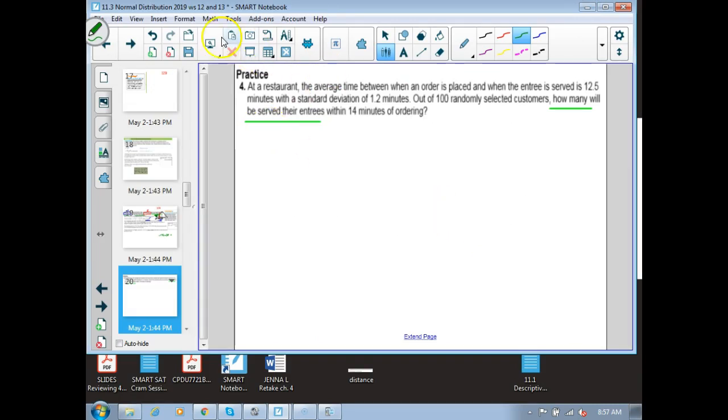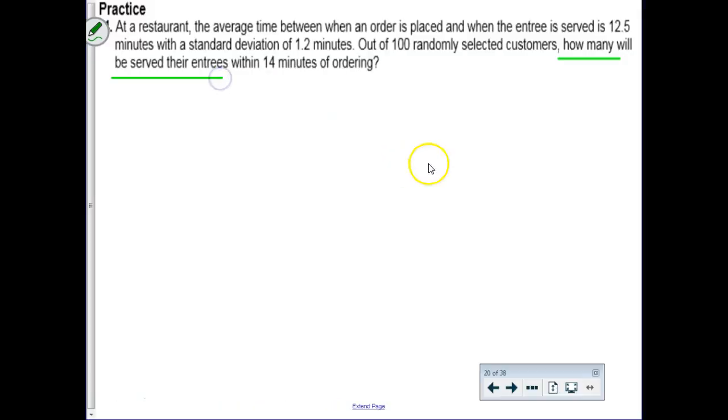Let's practice this real quick, guys. At a restaurant, the average time is this, so there's your mean. And then a standard deviation of 1.2, there's your standard deviation. Out of 100 customers, now they want how many, so at the end of this question I'm going to have to multiply it by 100, are within 14 minutes of ordering. So what that means for us is 14 minutes or less, right?